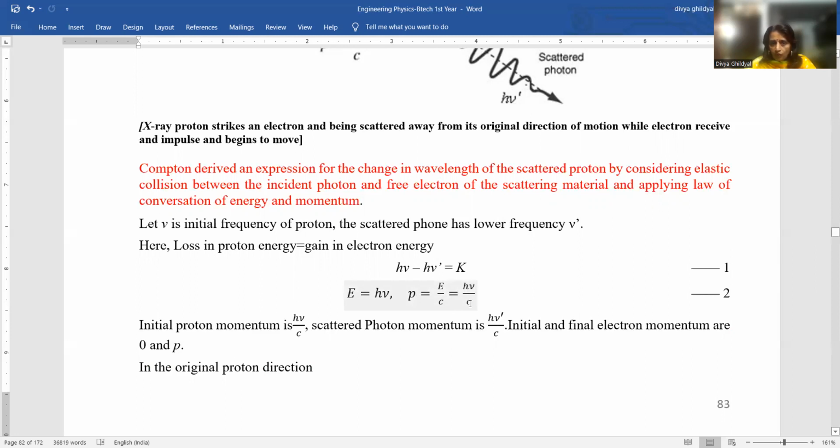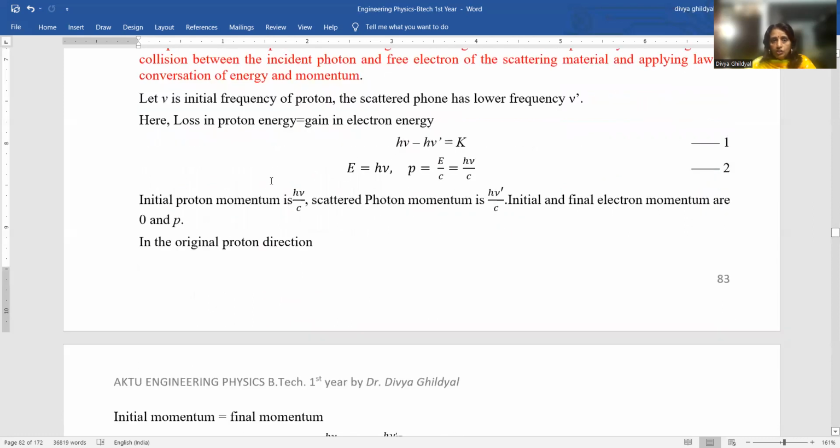We have done this in the de Broglie wavelength, where lambda was h upon p. So we have put p equal to mv, and from there we have derived this expression already. So the initial photon momentum becomes h mu by c from this formula. Scattered photon momentum is h mu dash by c. Initial and final electron momentum: initial will obviously be zero in the original position, and p the final.